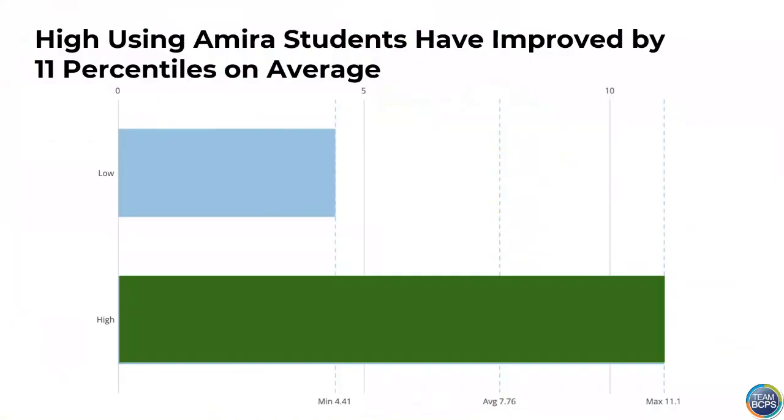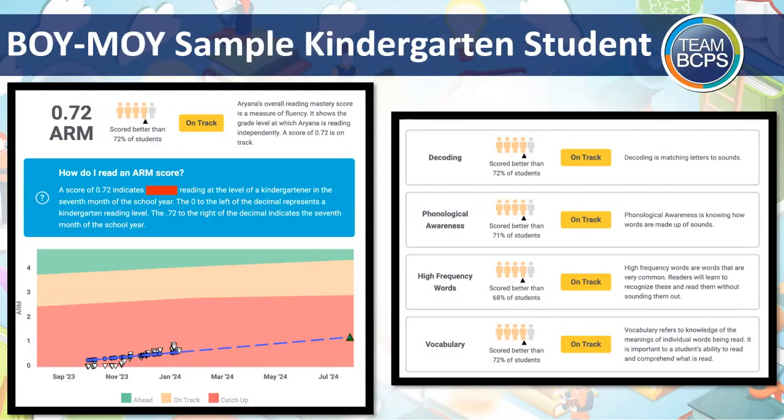Next slide. This slide actually shows what a parent report looks like, and this is a kindergarten student. What you'll see here is the Amira progress. Amira reports progress using an ARM score, which is Amira Reading Mastery, and 0.1 equals 1 month of growth. This student started at 0 for her ARM score back on September 19th, and after 4 months of instruction, this student is now on track in decoding, phonological awareness, high frequency words, and vocabulary, and they're now performing at 7 months of growth, 7 months of school after 4 months of instruction.